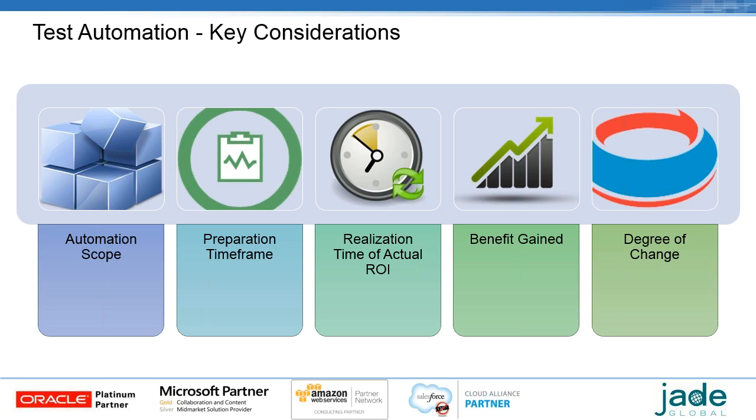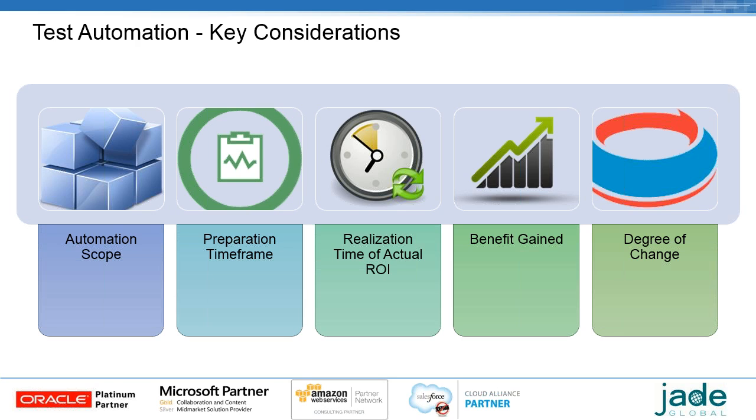What are the key considerations? Typically these are the five paradigms I advise all my clients to think about before they embark on automation. You need to be clear about what your automation scope is. You need to prioritize. Automation is not a big bang exercise. It's an exercise that you do over time. You continuously add to your automation suite and create a regression suite that is all-encompassing. You need to be preparing, and you need to have a clear ROI.